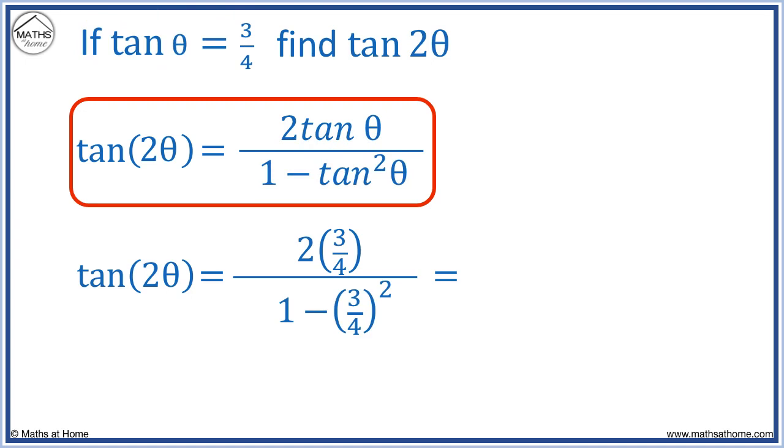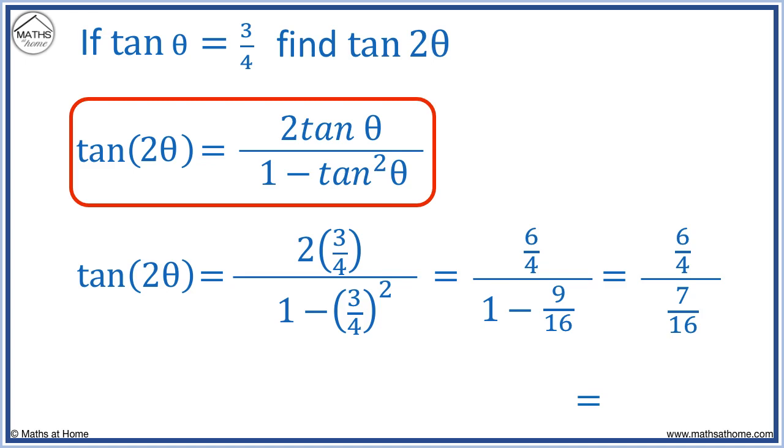We now simplify this result. 2 times 3/4 equals 6/4, and 3/4 squared equals 9/16. 1 minus 9/16 equals 7/16. 6/4 divided by 7/16 equals 24/7. This is the value of tan 2 theta. We leave it as a fraction in exact form.